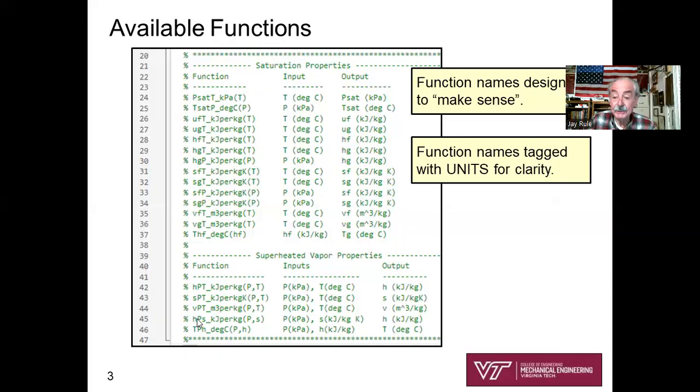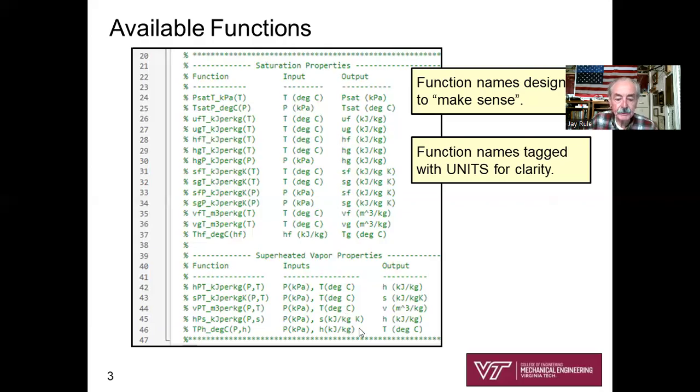So the easiest one to understand is HPT, kilojoules per kilogram degree K, where the output is H, enthalpy, and the two inputs are pressure and temperature, HPT. So down here, for example, the last function, TPH. Well, what I'm doing here is we're solving for the temperature given a certain pressure and enthalpy.